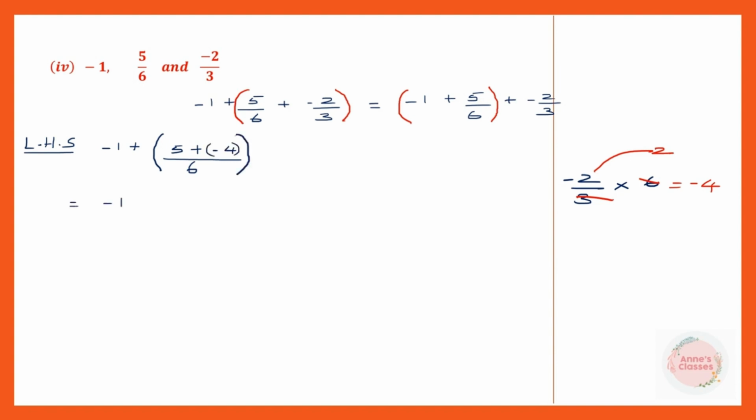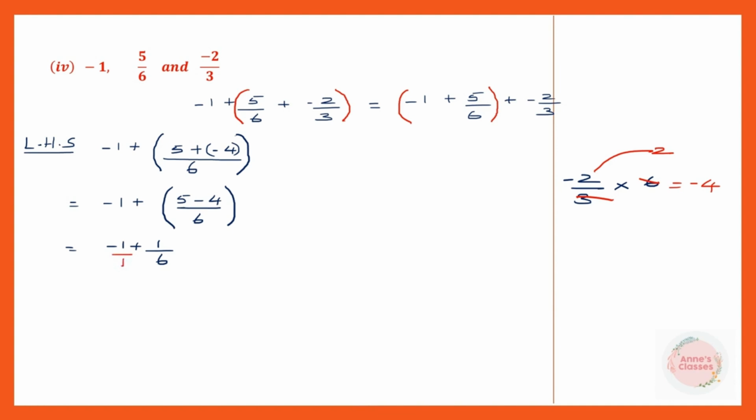This is minus 1 plus 5 minus 4 by 6. So this will be minus 1. 5 minus 4 is 1. So that is plus 1 by 6. Now look at this one. This is just minus 1. And if we have to add it to this, let's give this the denominator 1. Minus 1 by 1.